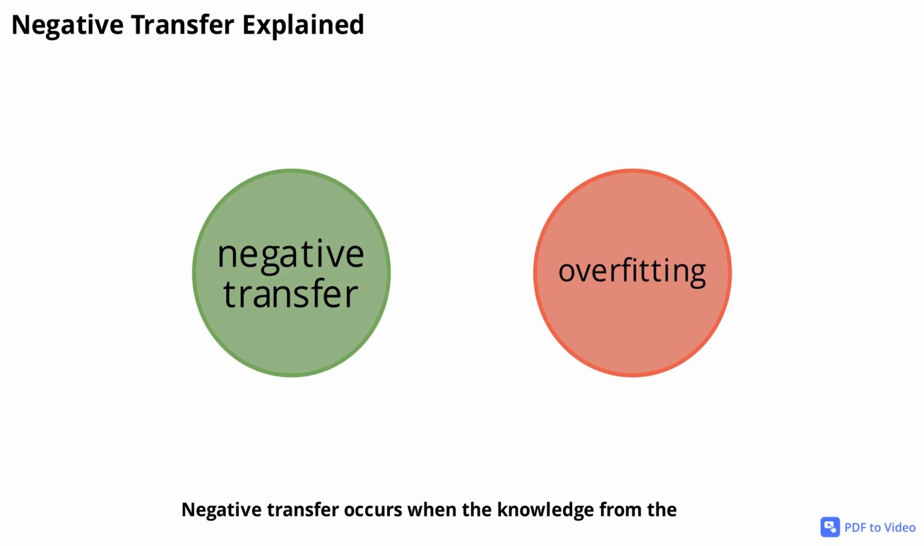Negative transfer occurs when the knowledge from the source task actually impairs performance on the target task. This can happen if the two tasks are unrelated or if the model overfits to the source data. Careful selection of source tasks and regularization techniques can help mitigate this risk.